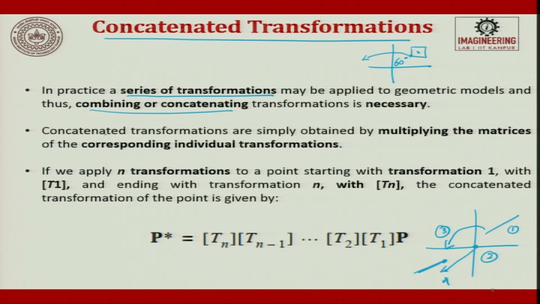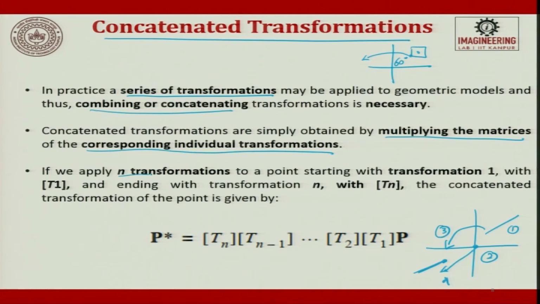Concatenated transformations are simply obtained by multiplying the matrices of the corresponding individual transformations. So, you will do individual multiplications and then arrange them in sequence such that you get the final spot whatever you want.